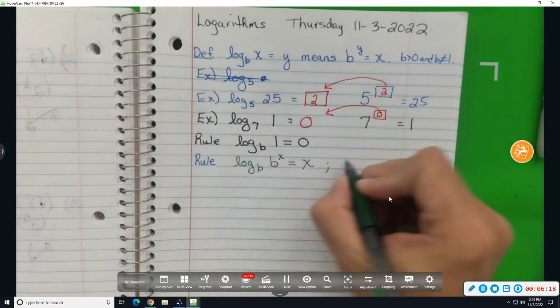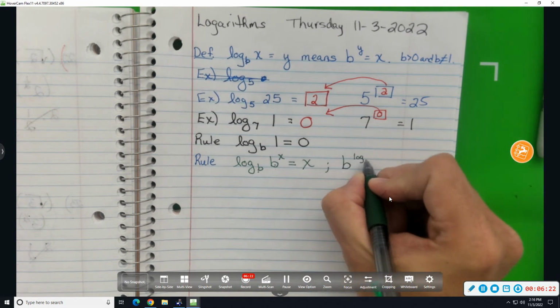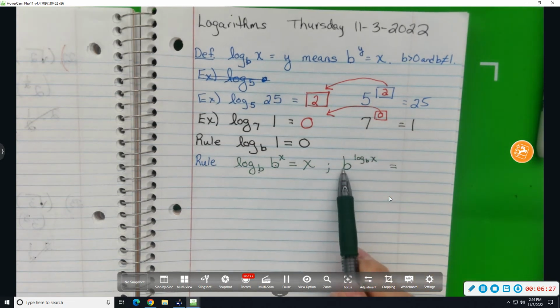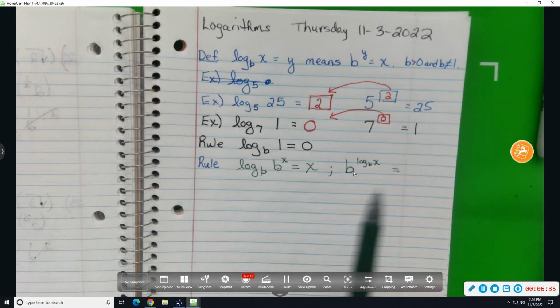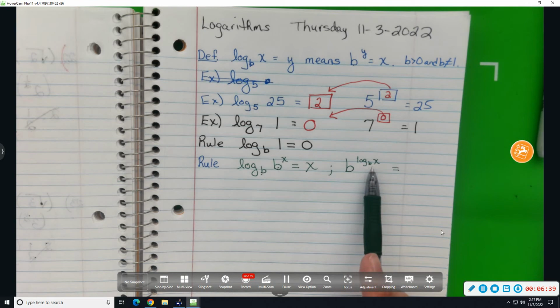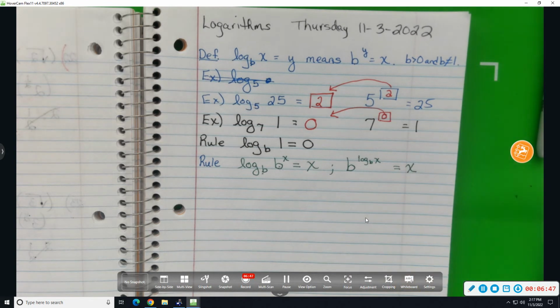Another way to state it, which doesn't look quite as obvious, is if you write the big b first. Remember, if they're inverses, they cancel each other out regardless of the order in which they're performed. So it doesn't matter what the inner function and outer function are. As long as they're performed consecutively in either order, they cancel each other out. And those two rules right there we're going to use to solve some logarithmic equations.